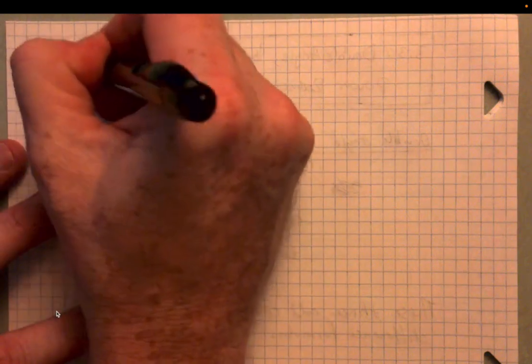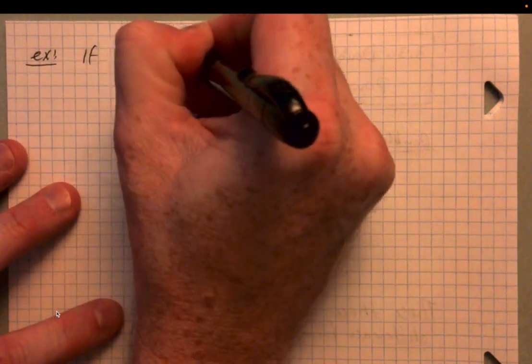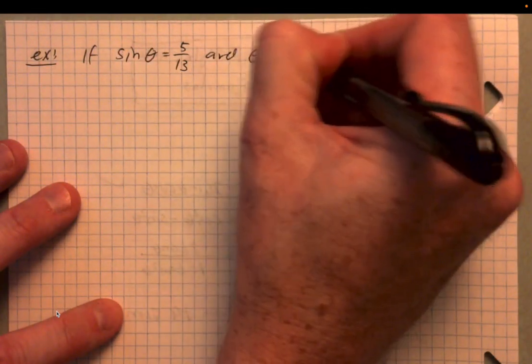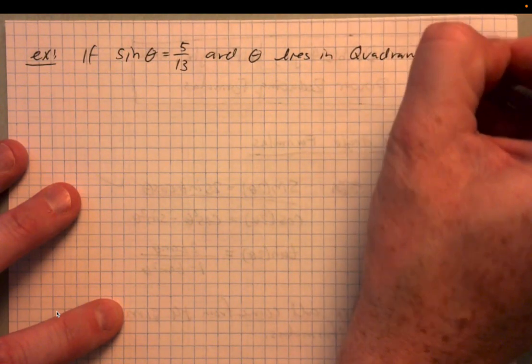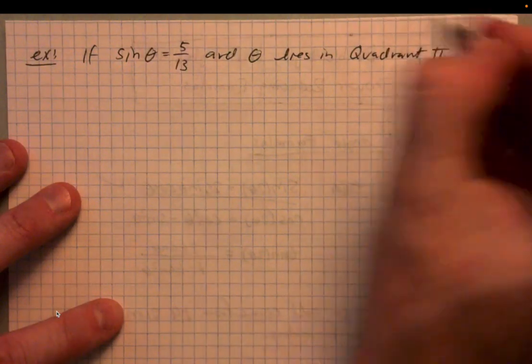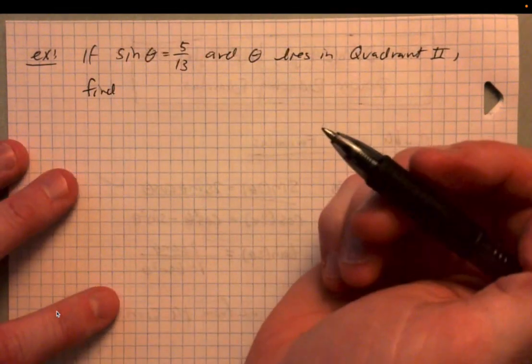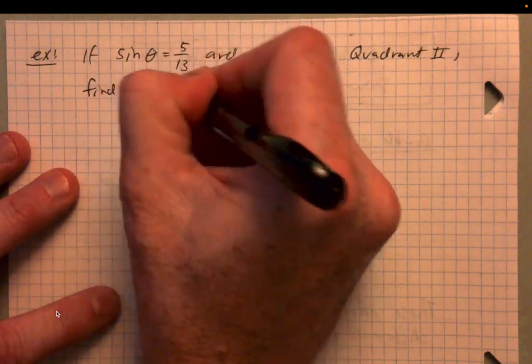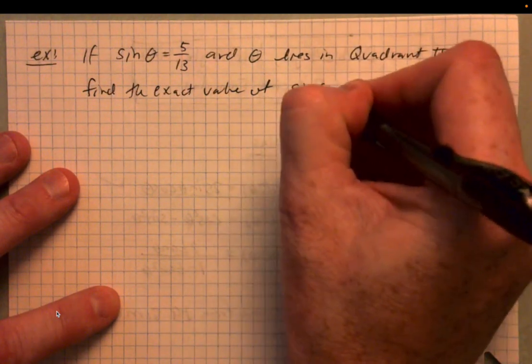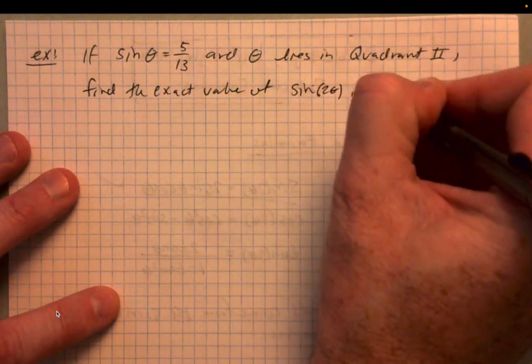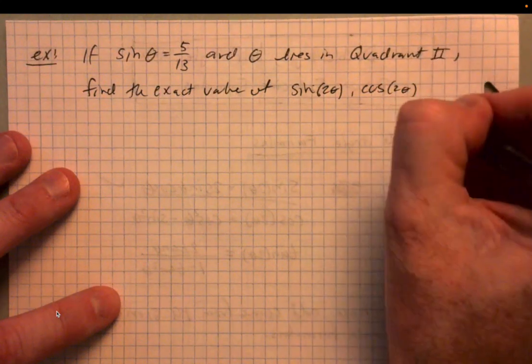Here's what we'll say. Let's do this example. If sine of theta equals 5/13 and theta lies in quadrant 2, our task is to find the exact value of sine of 2 theta, cos of 2 theta, and tangent 2 theta.